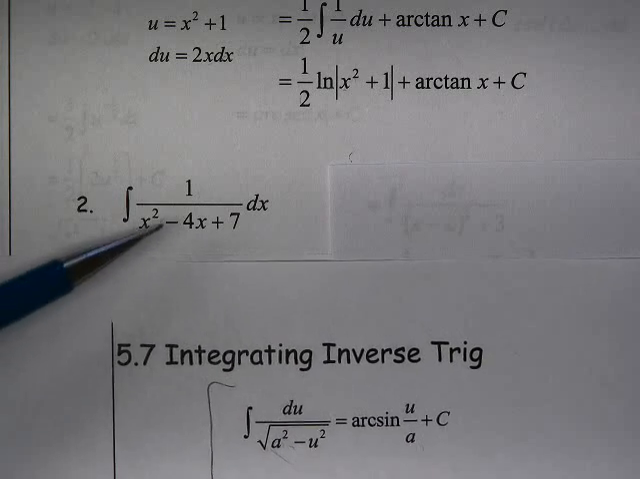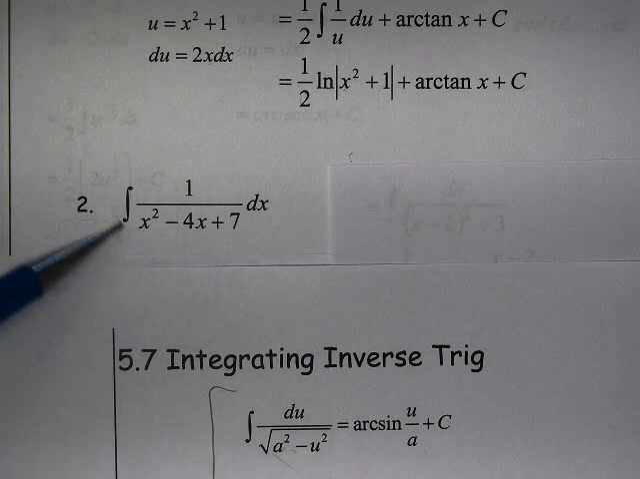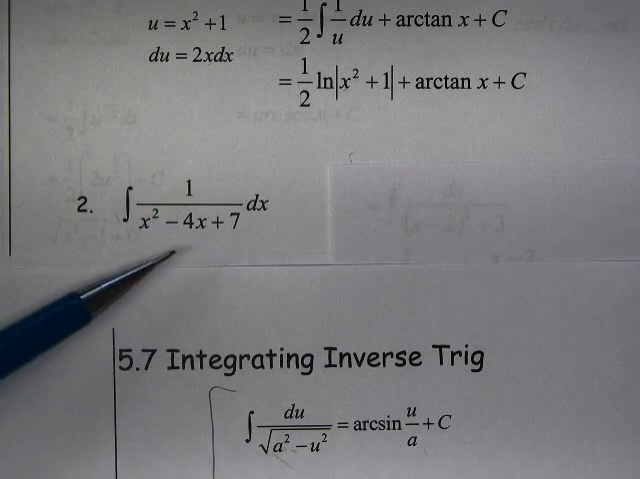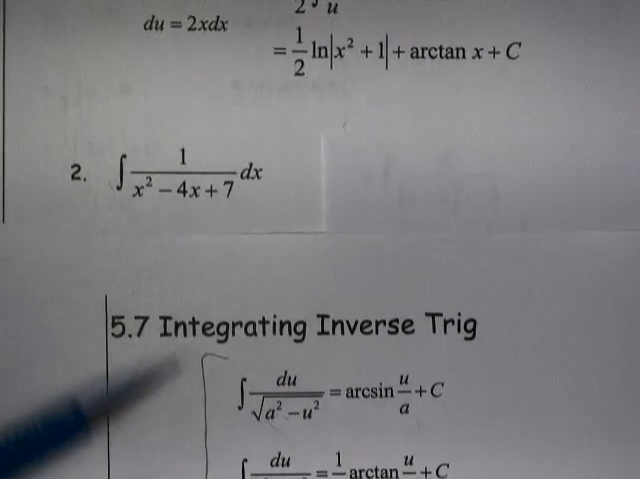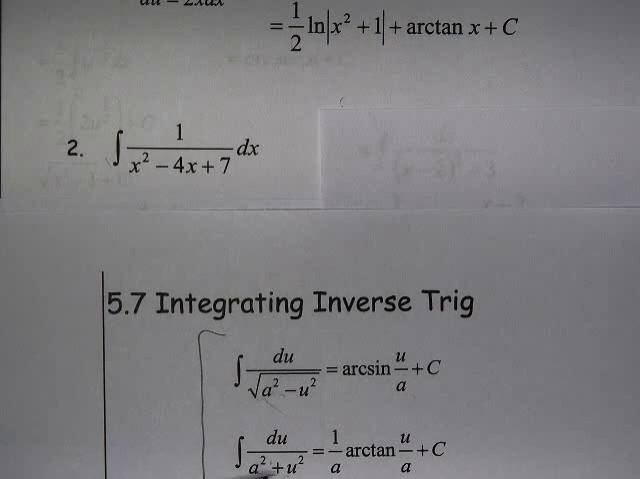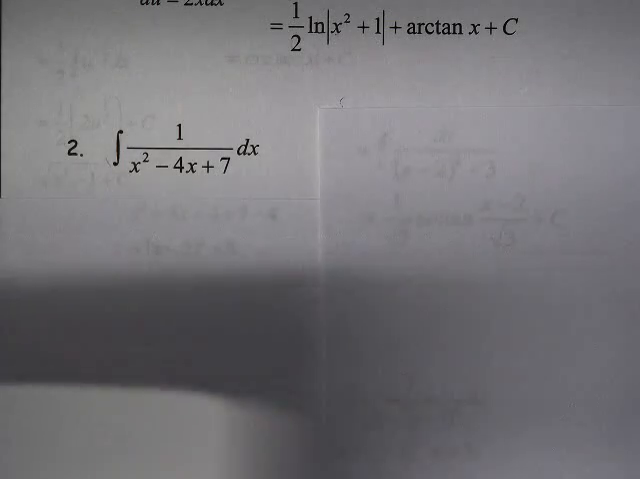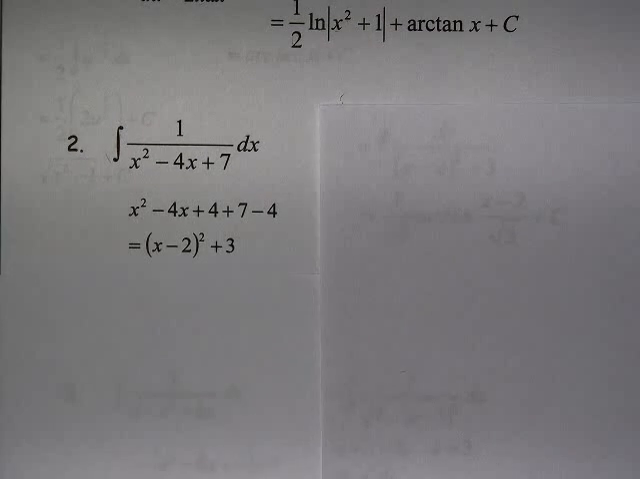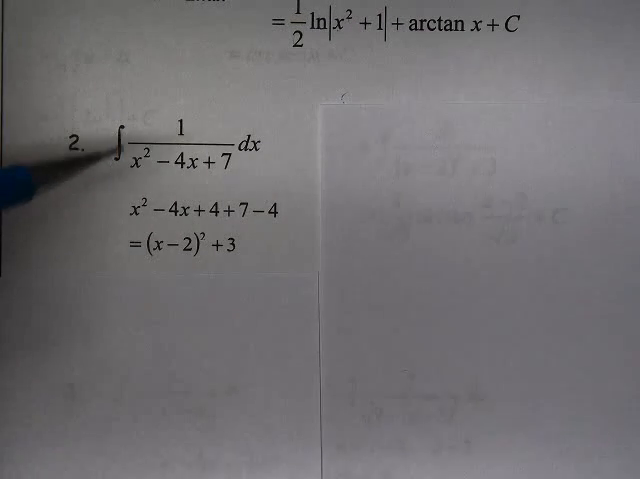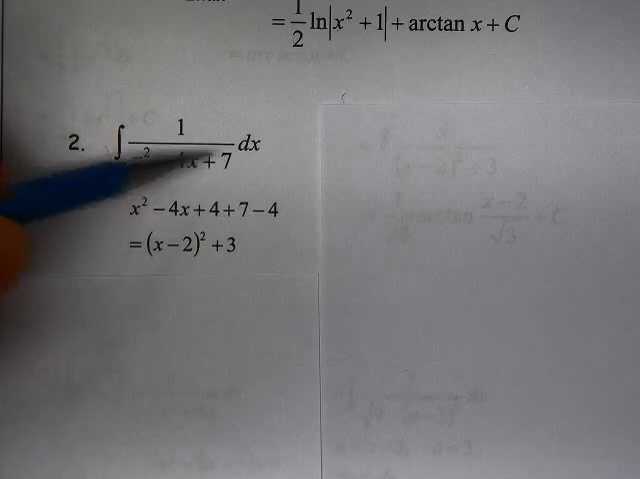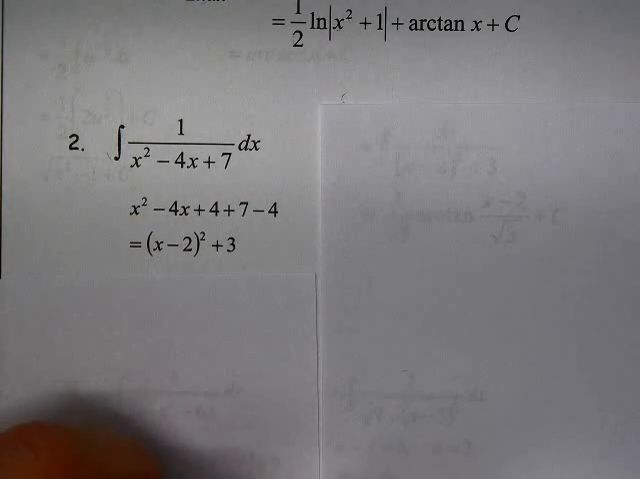Now you can look at this one. Notice what it doesn't have. It does not have a square root. So my initial guess would be I'm probably going to end up with some kind of an arctangent answer here, because there's no square root in the denominator to deal with. So let's review what happens when we complete the square. I have x squared minus 4x plus 7.